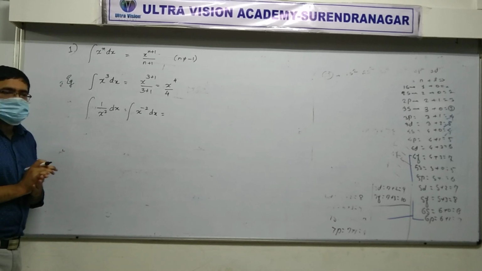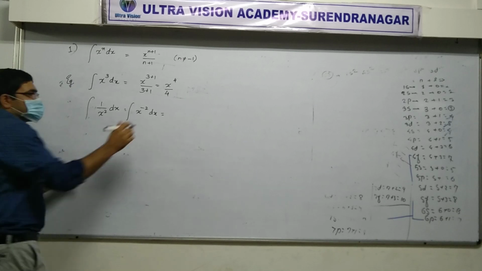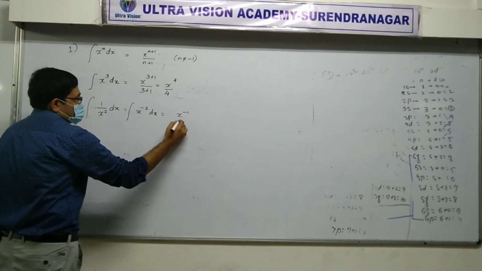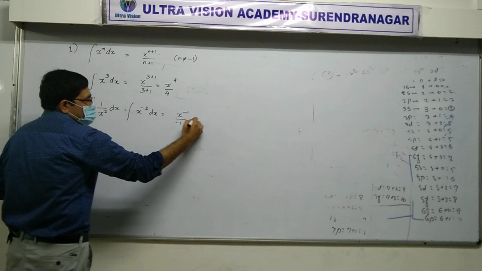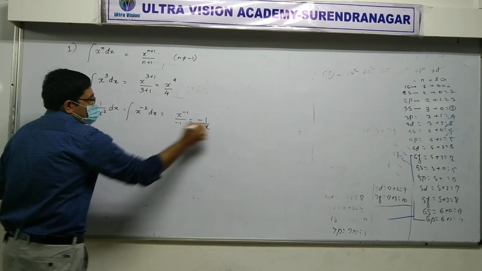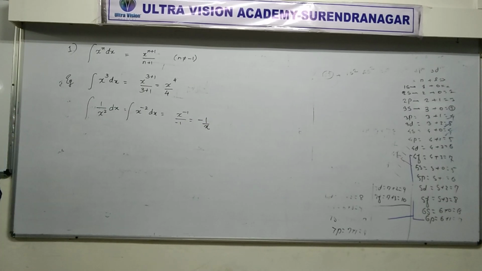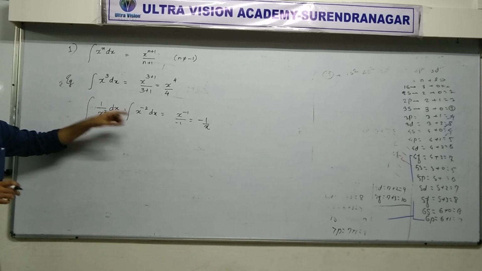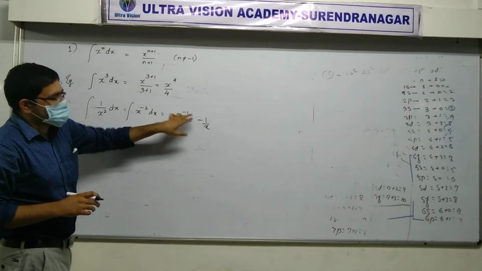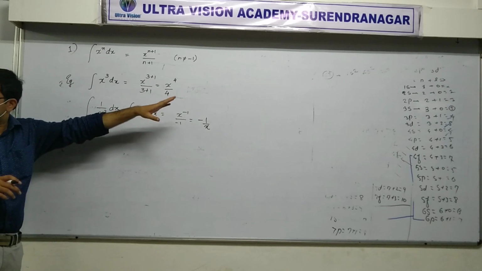Done? Yes. And the answer is x raised to minus 1 upon minus 1, which you can simplify to minus 1 upon x. Alright? Because x raised to minus 1 is 1 upon x, and this minus 1 means negative. So minus 1 upon x.